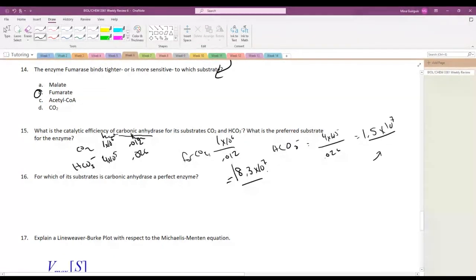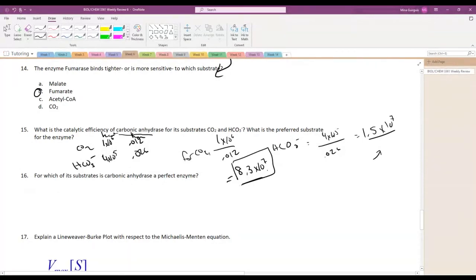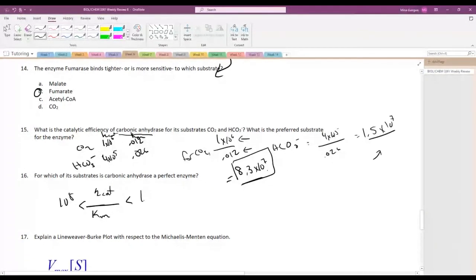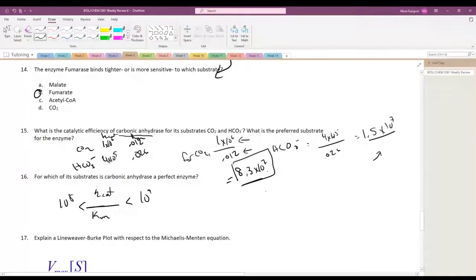So the preferred substrate has to be this one, right? Usually we use catalytic efficiency for preferred substrate, but we can also use the fact that this has a higher kcat and a lower km. So this one kind of everything is there, right? For which of its substrates is carbonic anhydrase a perfect enzyme? So remember we talked about that catalytic efficiency number needs to fall between 10 to the 8th and 10 to the 9th. So because these are both 10 to the 7th, the answer to this one is neither.